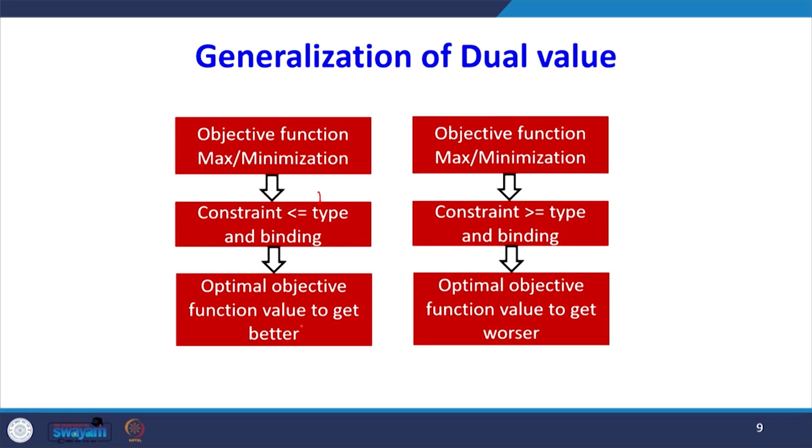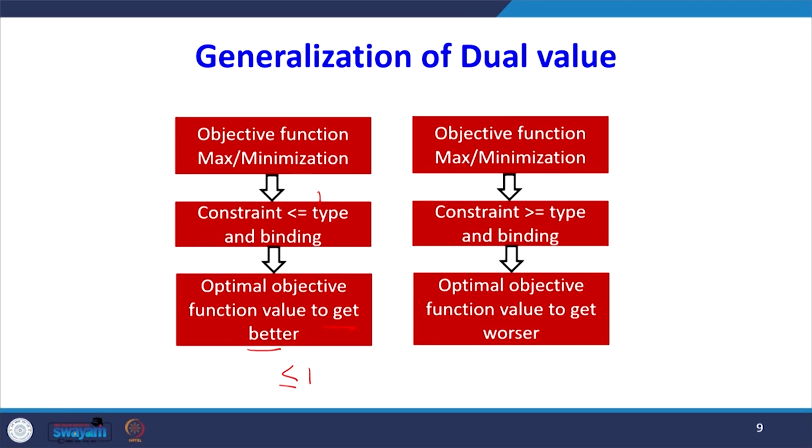That is the meaning of getting better. What is the meaning of adding any resources for a constraint which is less than or equal to type? That means that you are providing extra resources. So, for less than or equal to type, when you add extra resources, obviously the efficiency of that system will increase. What is the meaning of efficiency? If it is a maximization, the value of the objective function will increase. If it is a minimization, the value of the objective function will decrease.